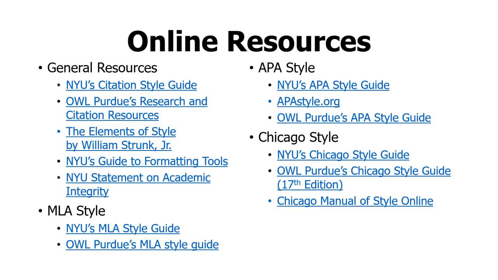Here we have a list of online resources to help you use different styles. NYU has a great research guide about citations, and OWL Purdue is one of the leading sources for citation information. You can also check the Elements of Style by William Strunk Jr. There are many other sources as well.